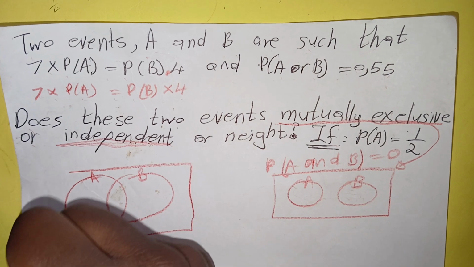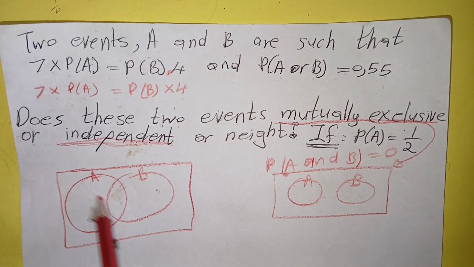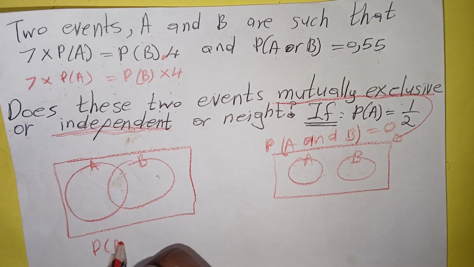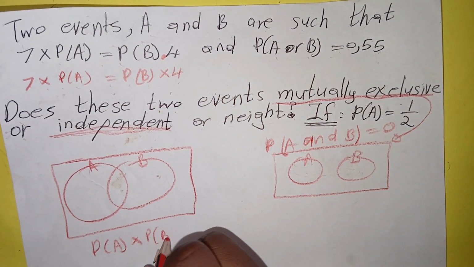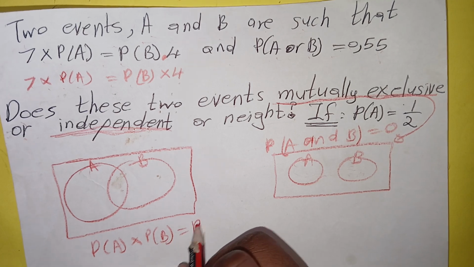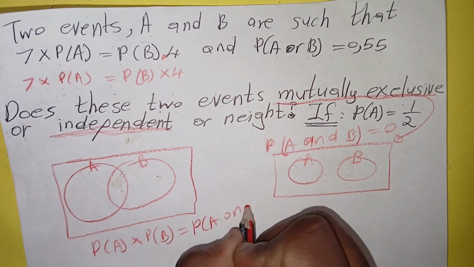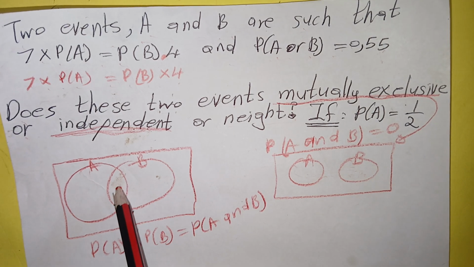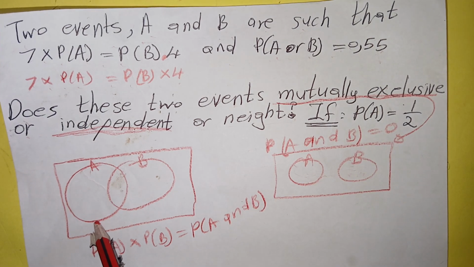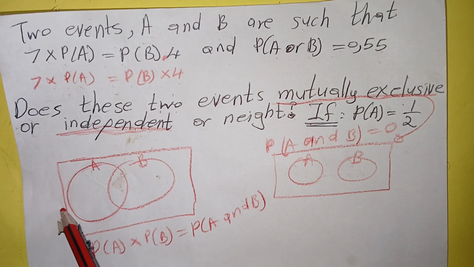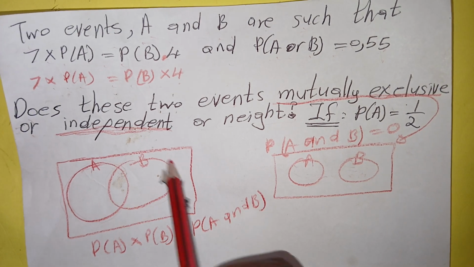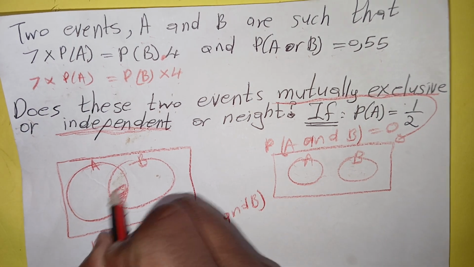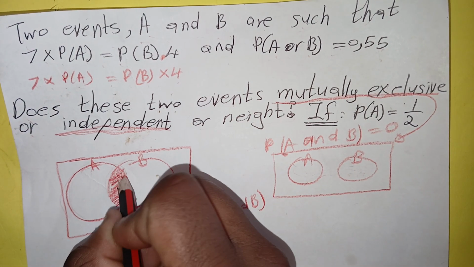So these are the events that we have, event A and event B. If I multiply the probability of A by the probability of B, and I find that I get the probability of A and B, what does this tell me? It tells me that if I multiply the probability of A by the probability of B, I get the intersection. Do you see? And I get the intersection.